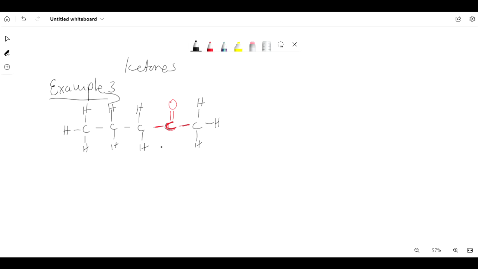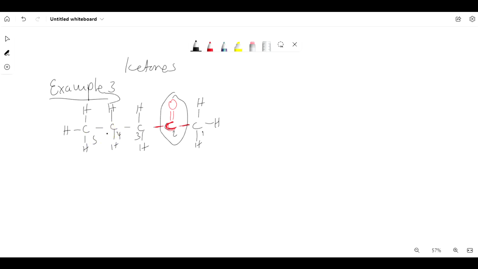Now when you are naming a ketone, the carbonyl group can be anywhere in a ketone. It can be here, it can be here. Okay, so we have to number its position. So when we number from the nearest end, again, we can't start from left to right in this situation. We must start from right to left. So we'll have 1, 2, 3, 4, 5.